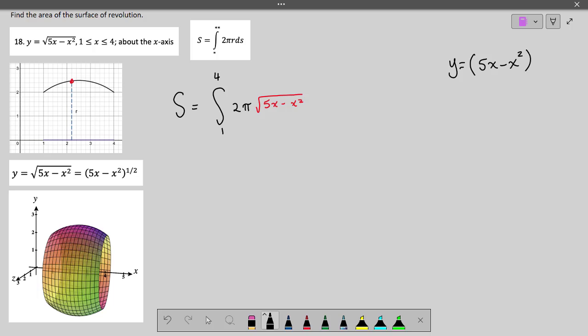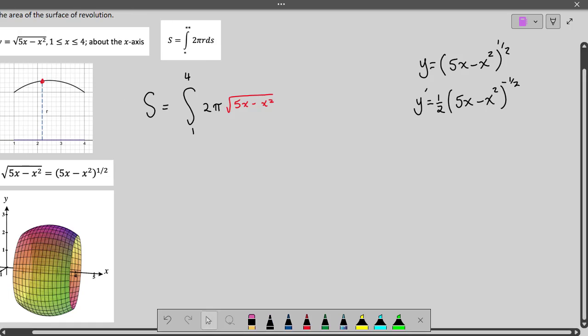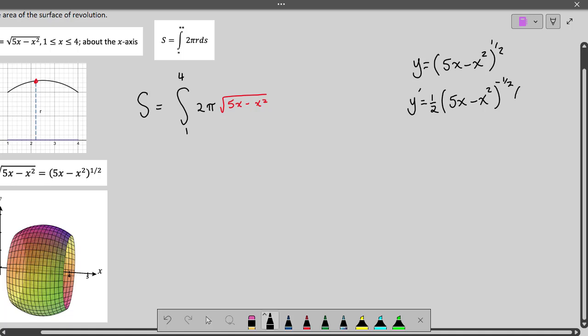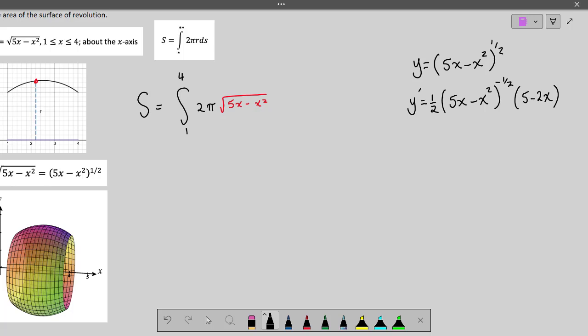So we have the square root of that whole function. The derivative is 1/2, you're totally right, (5x minus x squared) to the minus 1/2 multiplied by 5 minus 2x. The chain rule piece: we've got a quadratic, and its derivative is a little messy. And then we have to square that.